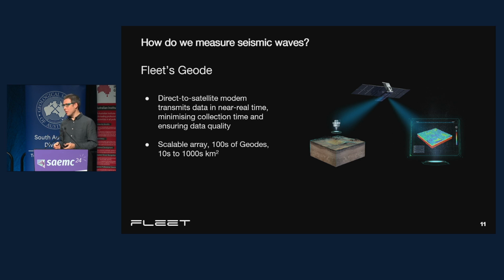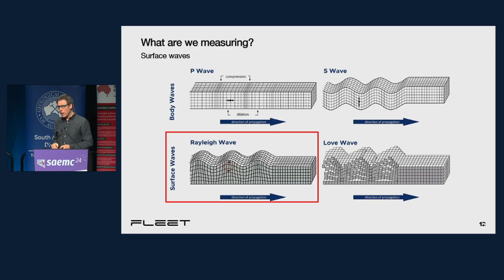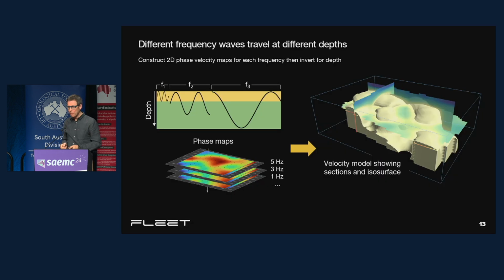It's scalable. Most of Fleet's deployments are in the hundreds of geodes. You put out 100 geodes or so, and that's the way it's done. And you can do it at a small scale. If you want to do a small area, you just pack them more densely, or if you want to see broader, you use a broader array. What are we measuring? These are designed to measure the surface waves, in particular the Rayleigh waves. This is like the up and down motion of the ground caused by the seismic noise.